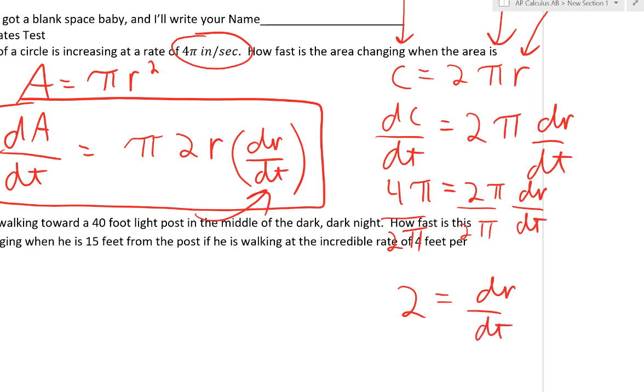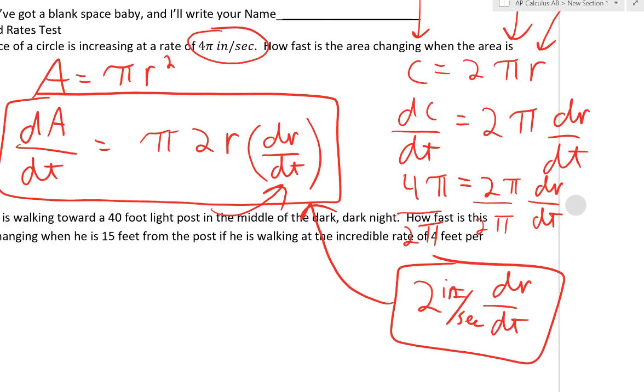that tells us that 2 is equal to dr/dt. And the units on that, since it's the rate of change of the radius, is measured in inches, and it's changing every single second, so the rate of change is inches per second. Now, that's not what we're looking for, though, originally, right? We're looking for the rate of change of the area. But we needed this because we have to plug it in there. So dr/dt is 2.